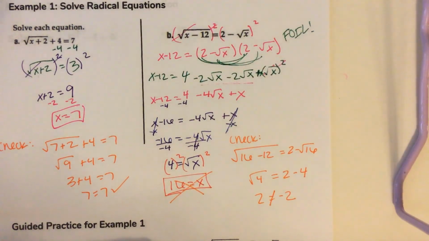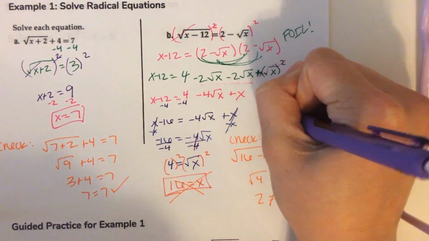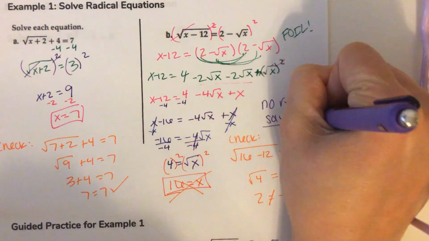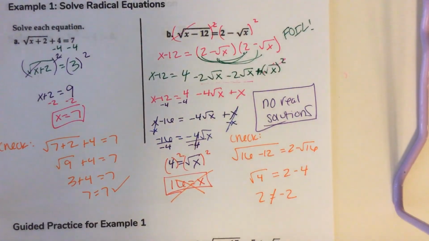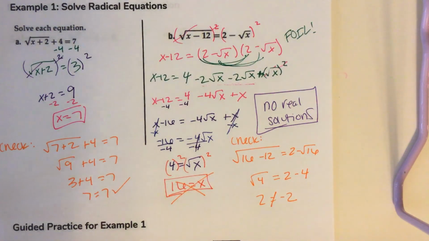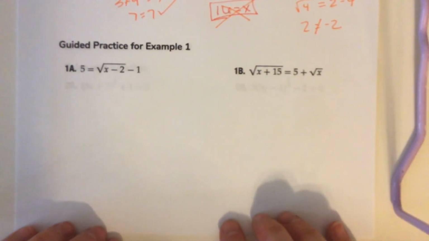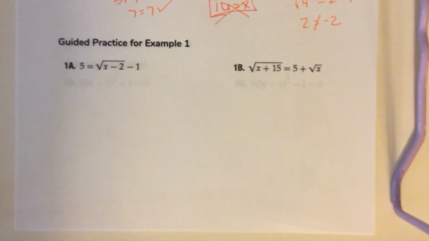So this problem actually has no real solutions. No real solutions for that one because 16 didn't work out when we checked it. It's an extraneous solution. That's why we always have to check it. So why don't you guys go ahead and try these guided practice ones on your own. Pause the video and try these on your own. Come back when you're ready to check your answer.